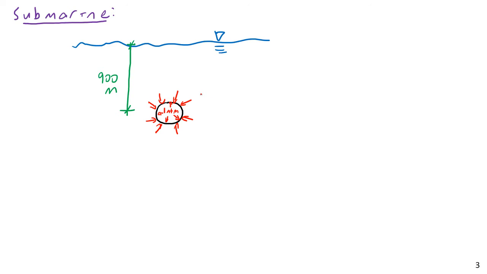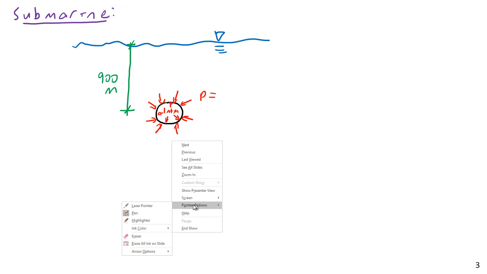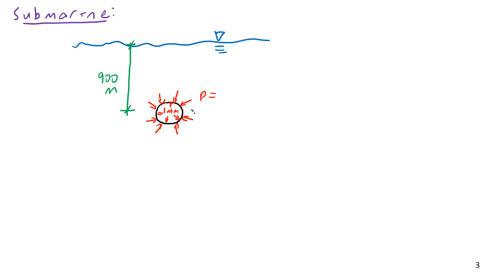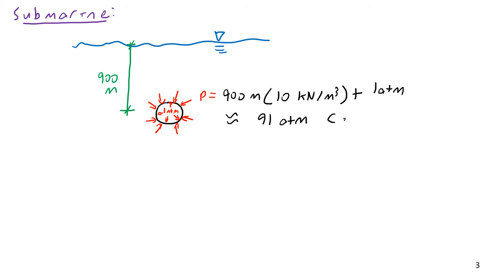And this pressure, P, we can find from the equation we've previously derived. P is going to be equal to 900 meters times the specific weight of water, 10 kilonewtons per meter cubed, plus 1 atmosphere. That is the atmospheric pressure pushing down on the water, plus the pressure from the depth of the water itself. And this comes to approximately 91 atmospheres, absolute pressure.